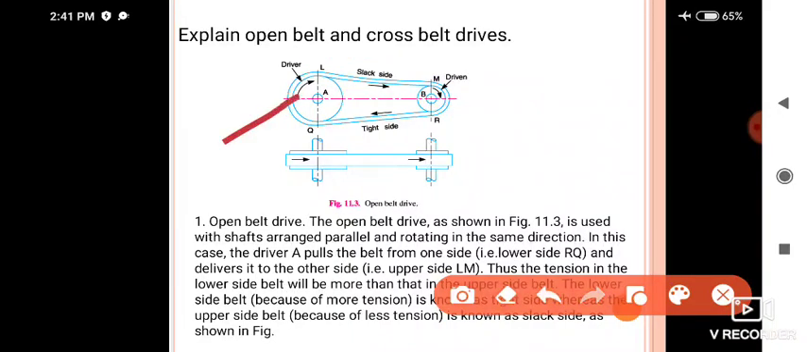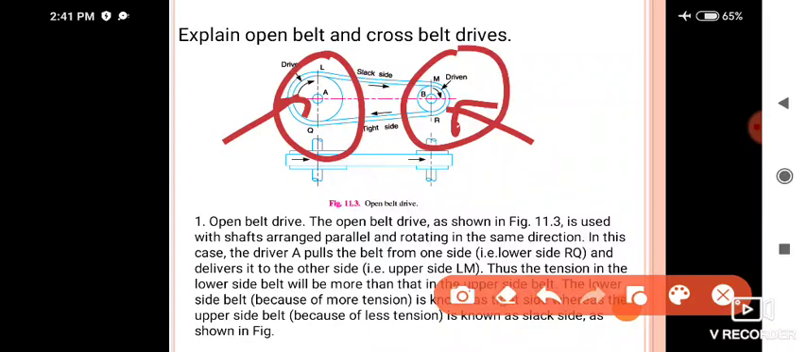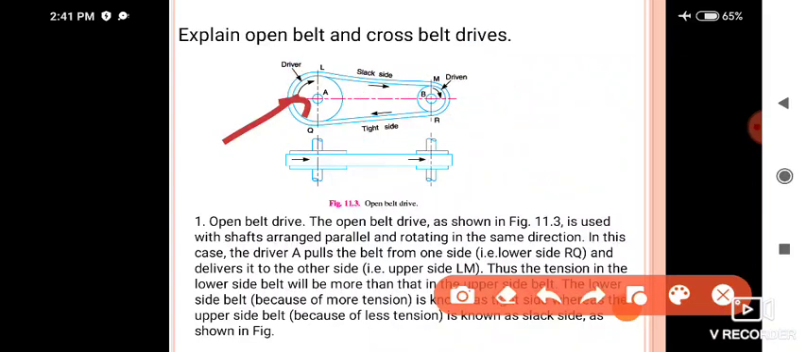You have to concentrate more on the driver and driven pulley. Whenever the driver pulley starts rotating, the driven pulley also starts rotating, and the below portion of this belt is called the tight side, and the above portion of this belt is called the slack side.